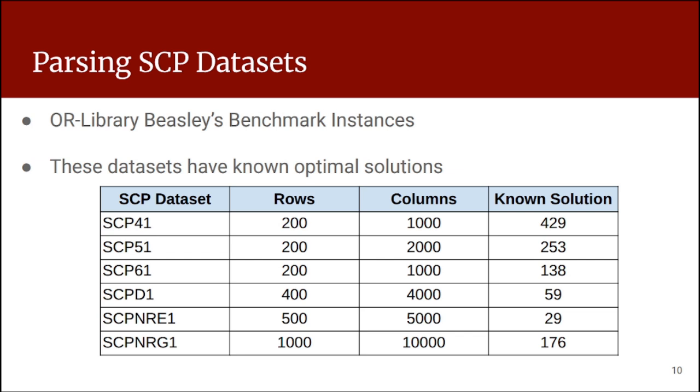The smallest dataset is SCP-41, which has 200 elements and 1,000 possible sets. And the largest is the NRG1, which has 1,000 elements and 10,000 possible sets. Parsing these was a little bit different than TSP files, but it is just text in a string that has to be parsed.